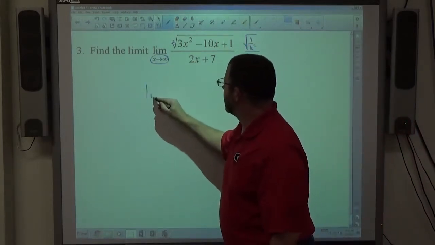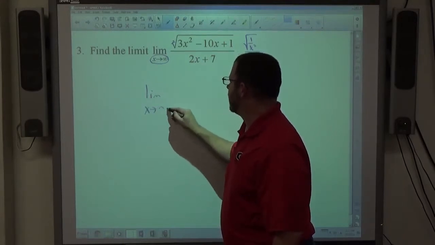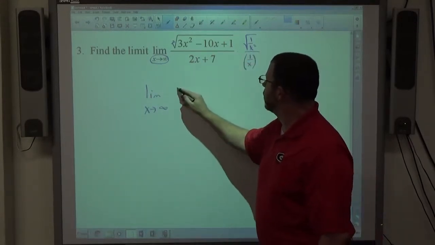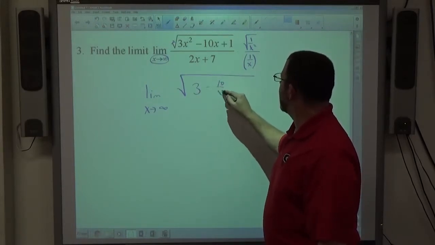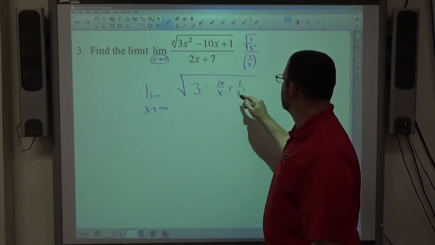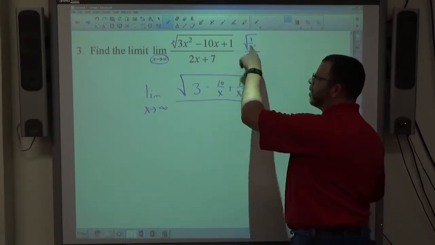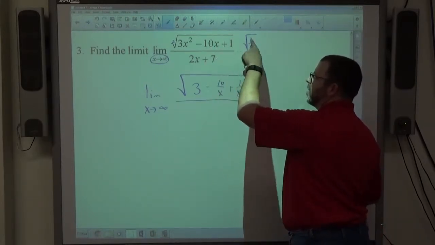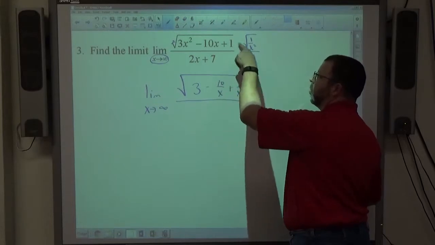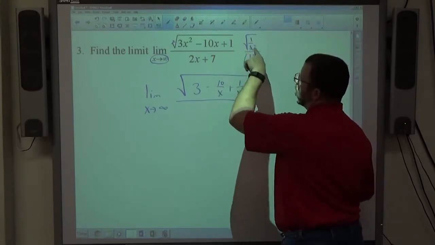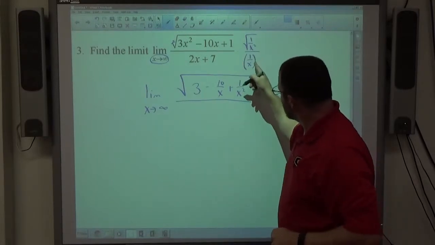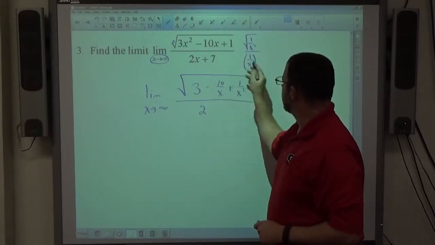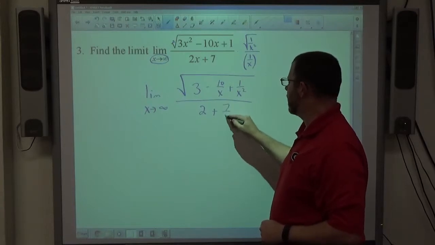So I'm going to get limit as x is approaching infinity of the square root of 3 minus 10 over x plus 1 over x squared. So inside the radical, everything's being multiplied by 1 over x squared. 10x times 1 over x squared, 1 of the x's cancel. 1 times 1 over x squared, nothing cancels. 1 over x squared times that, the x squared is canceled, leaving 3. On the bottom, 1 over x times 2 is just 2. 1 over x times 7 is going to be plus 7 over x.